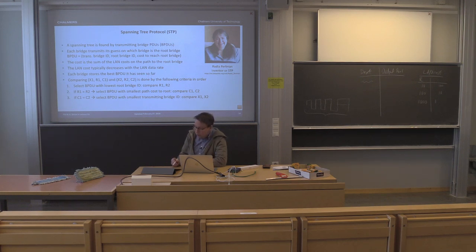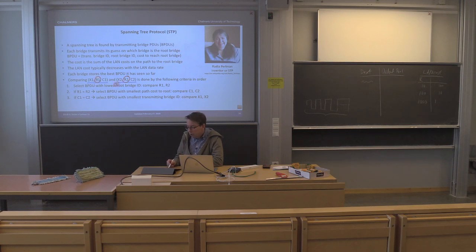Okay, so how do we compare bridge PDUs? Comparing the PDU X1, R1, C1 with X2, R2, C2 is done hierarchically here. So first we compare the following. We select the bridge PDU with the lowest root ID, which means that we compare R1 with R2, and the best one is the one that has the lowest ID. Remember that the root bridge is the bridge with the lowest ID. Okay, so we compare R1 and R2.